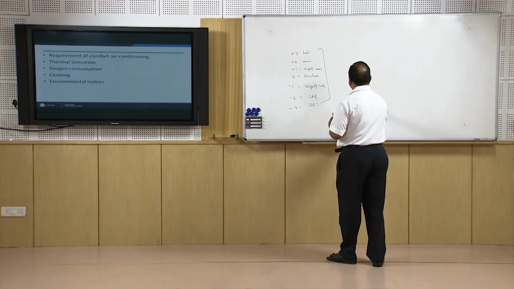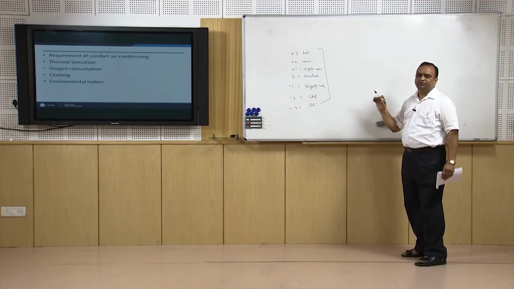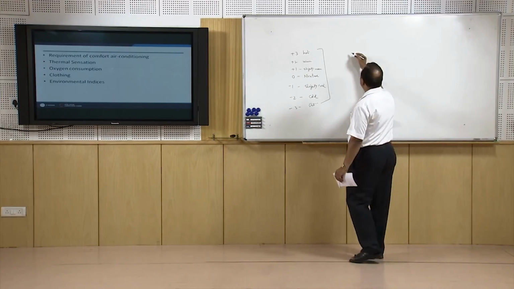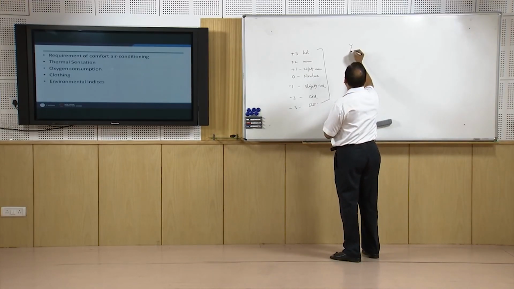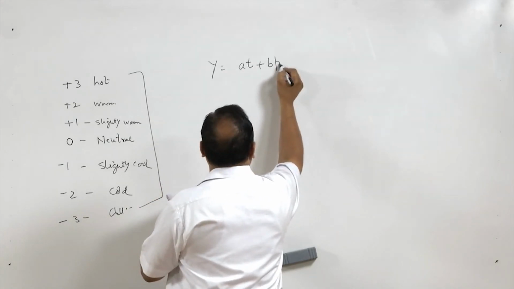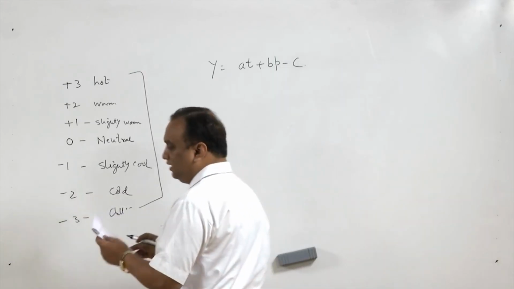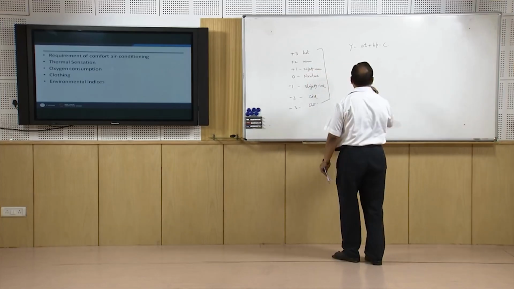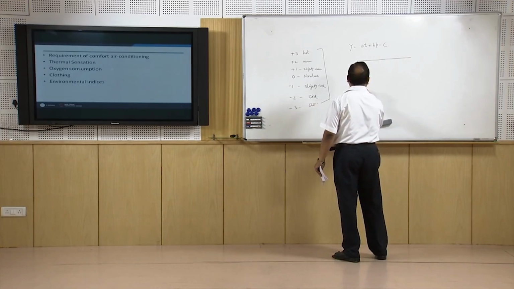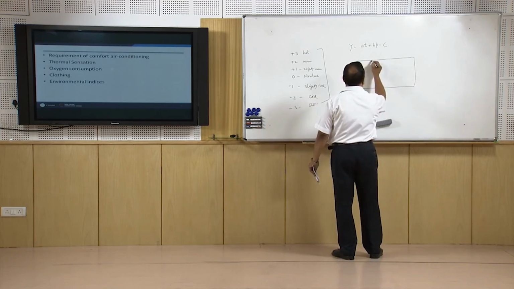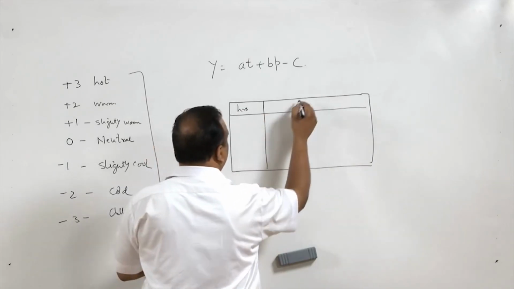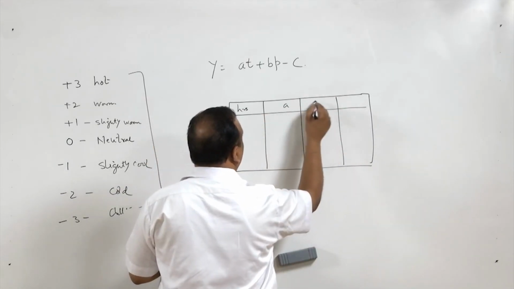And now ASHRAE has given equations for male, for female, a generalized equation, and there are number of equations. But Stroker, if you refer this book of Stroker, you will find that he has given one generalized equation: y is equal to AT plus BP minus C. Now for A, B, and C, a table is given. This is number of hours, exposure for number of hours, and for A, B, C, a table is given.